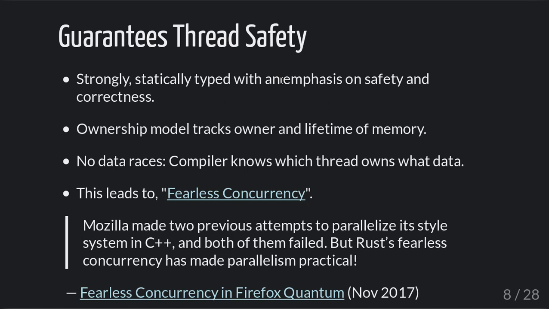An example was that Mozilla, building Firefox, tried to parallelize their CSS layout engine, and supposedly failed twice with their C++ code. And in November last year, they released a new version of Firefox that incorporated a built-in Rust version that they brought in from their experimental browser, Servo. And this one succeeded. And if you're using Firefox, you're using it now.